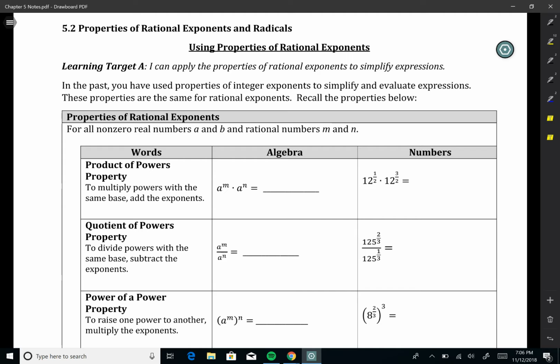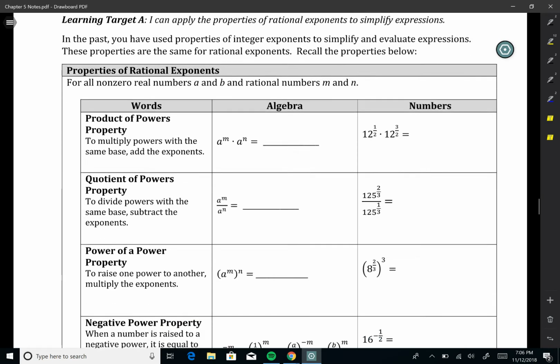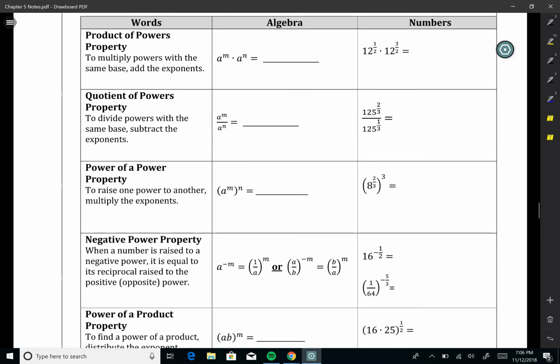For all non-zero real numbers a and b and rational numbers m and n, we have the product of powers property. To multiply powers with the same base, we add the exponents. So if I have a to the m times a to the n, that is a to the m plus n. Now again, I know these should be very simple.